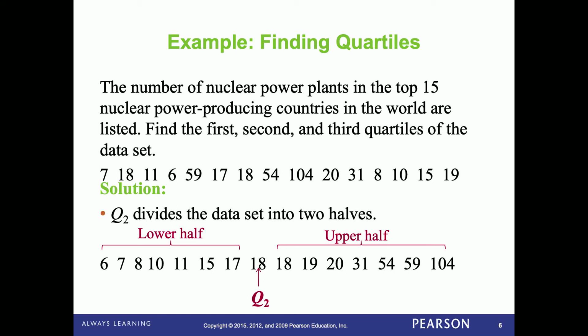Now let's look at the lower half and the upper half. So the lower half has 7 numbers. The upper half has 7 numbers. So that means quartile 1 will be the middle of those 7 numbers, and quartile 3 will be the middle of those 7 numbers.